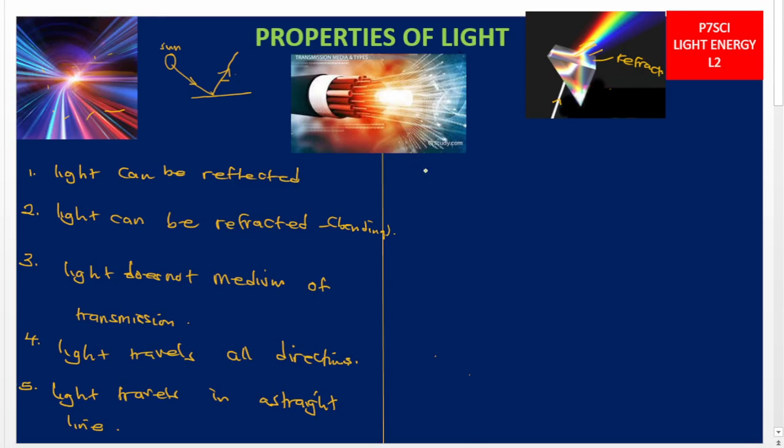Light travels faster than sound. So property number 1, light can be reflected. Light does not need a medium of transmission. Light travels in all directions. Light travels in a straight line, and light travels faster than sound.